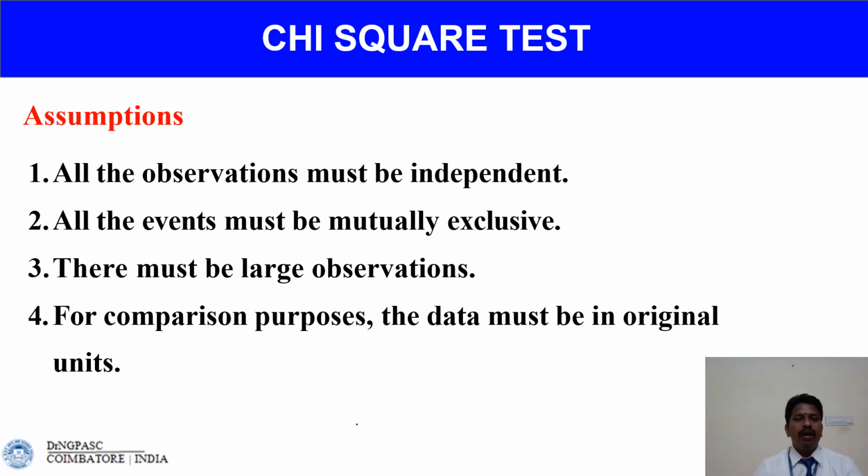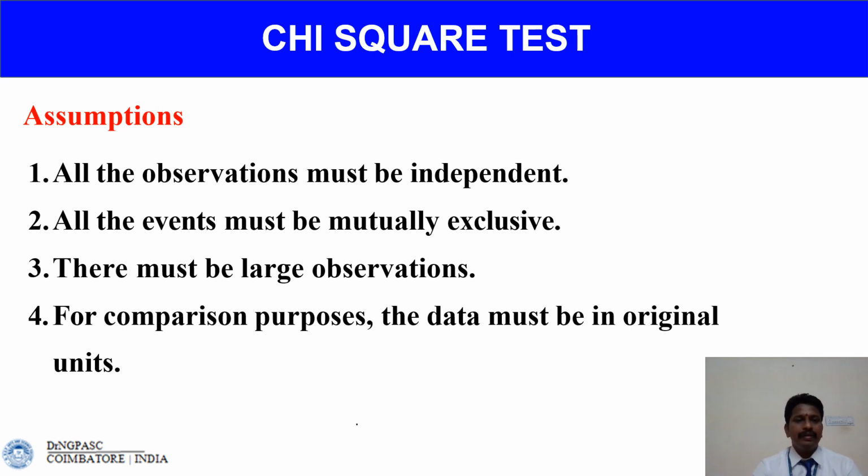Point number 2, all the events must be mutually exclusive. By definition of mutually exclusive events, two events cannot occur simultaneously. For example, when we roll a die, the events of getting odd numbers and even numbers are mutually exclusive events.